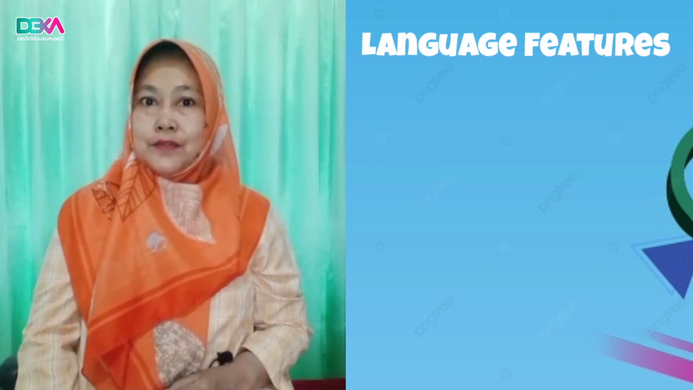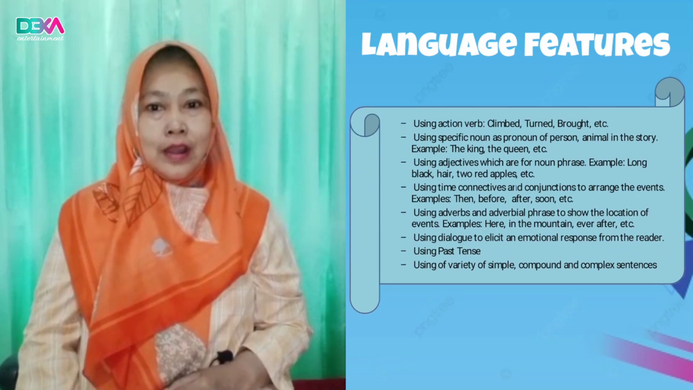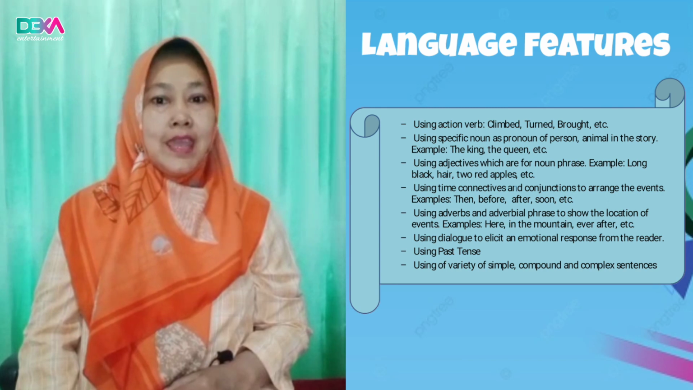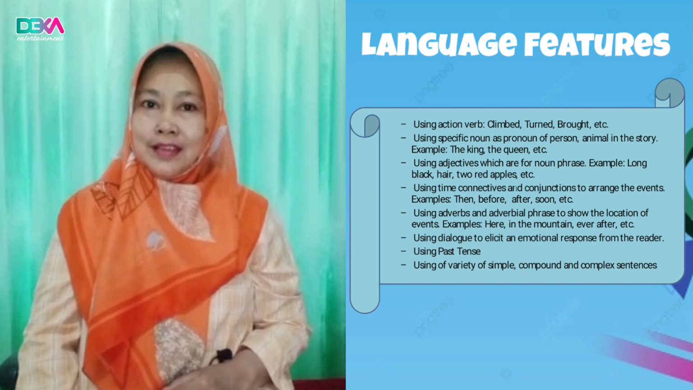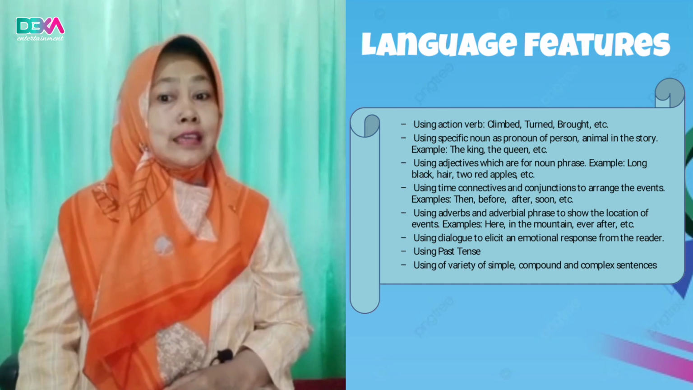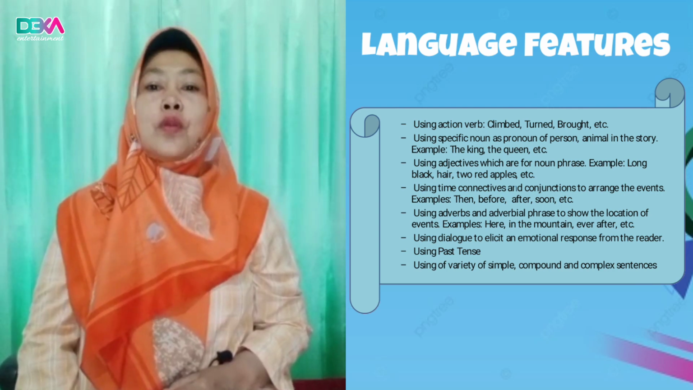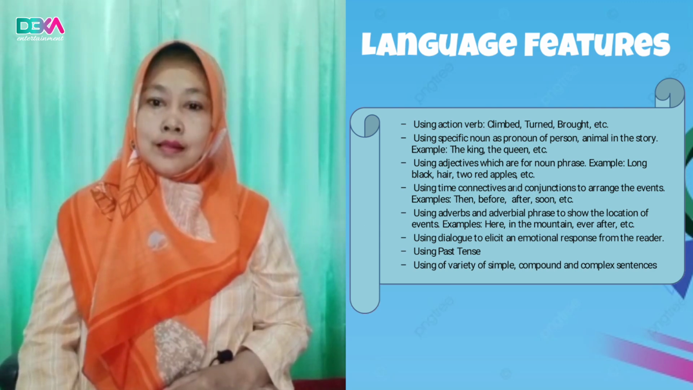Well, now let's continue by discussing language features. In narrative text, the language features are using action verbs, for example, climbed, turned, browsed, etc. And then using specific nouns as pronouns of person or animal in the story, for example, the king, the queen, etc. And then using adjectives for noun phrases. For example, long black hair, two red apples, etc.